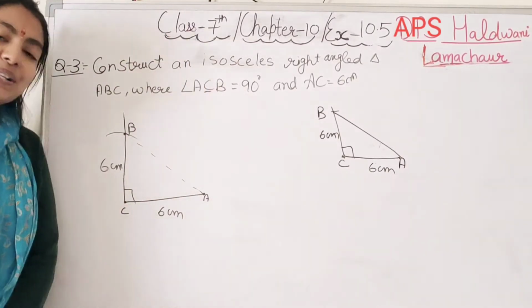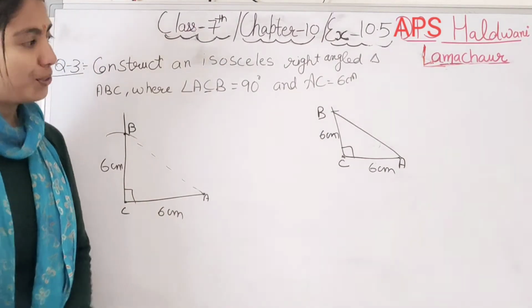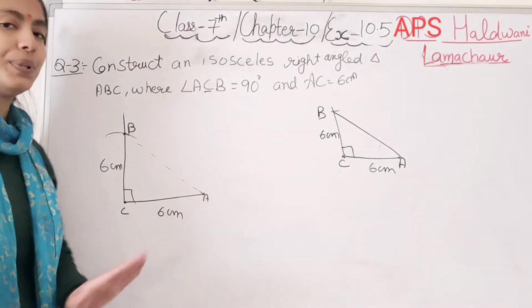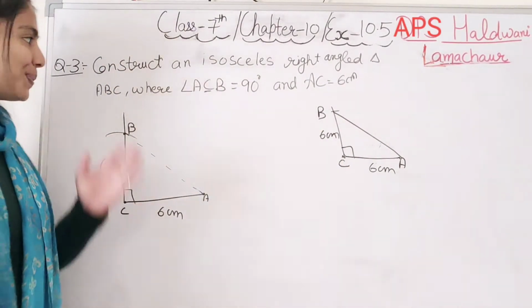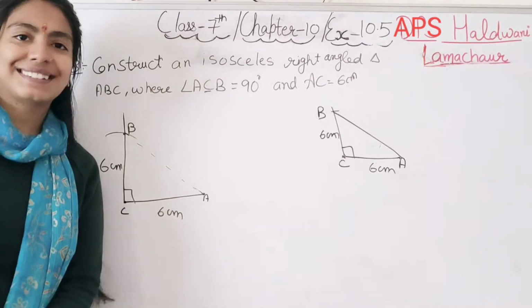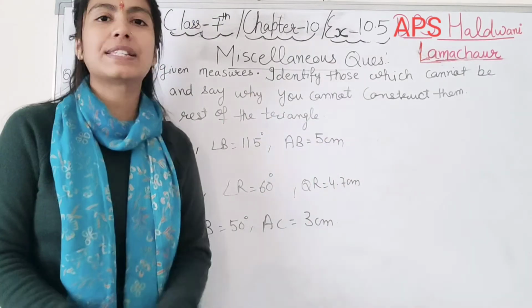Very simple now. Every time it's the same question, again and again I'm telling you: first of all you have to draw the rough figure, then you have to make the same figure with the help of a compass. Right? So this was about question number 3. Now coming to our next questions. Students, in your book, in exercise 10.5, we have some miscellaneous questions.